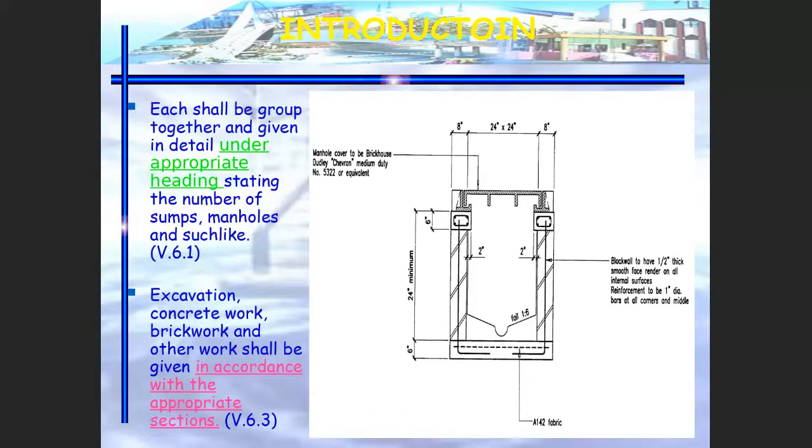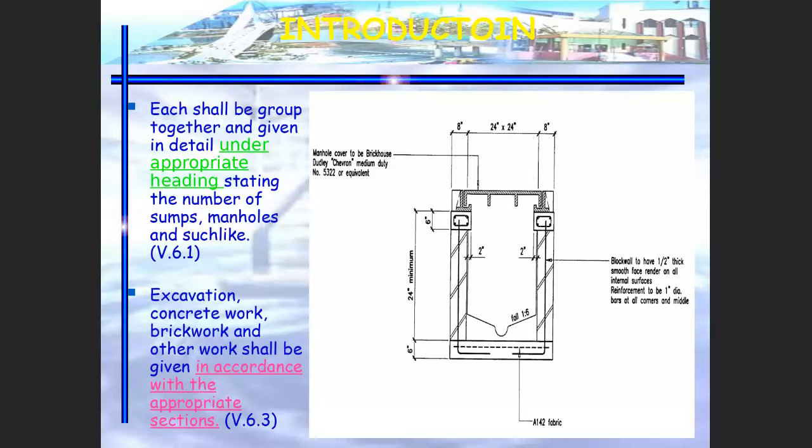Okay, let's go to the second part of the measurement. We have to measure for the manhole. You can start referring to your SMM under clause B.6. Can you refer to B.6? The concept of the measurement are similar with the concept of measurement for the sum.